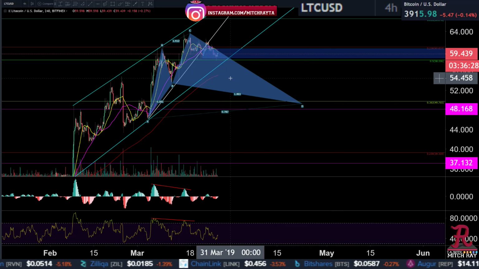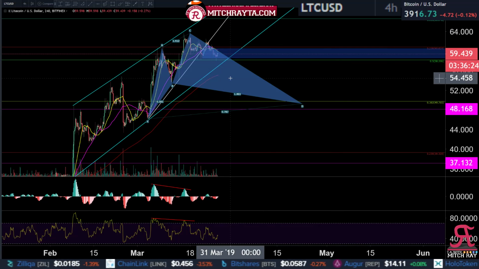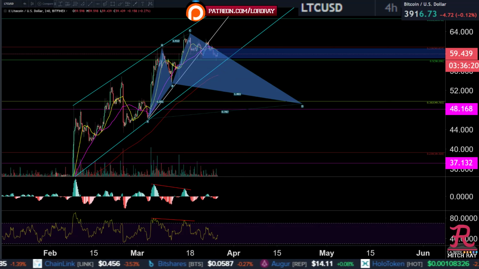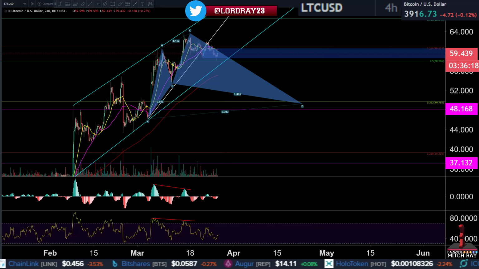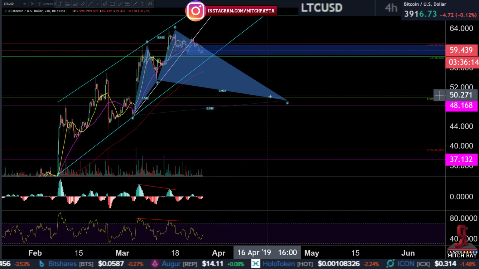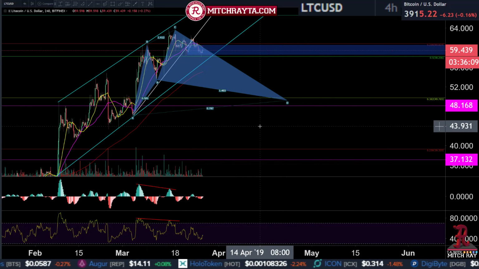But it's always good to catch these things early, just like Bitcoin's bearish cipher pattern. We caught it on March 6th, and we didn't really break down, I guess you could say, until March 21st, 22nd. So catching these early is awesome, and you just draw the pattern and wait. If it plays out, that's awesome.